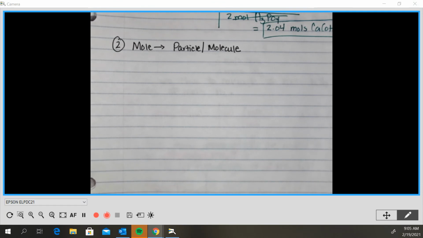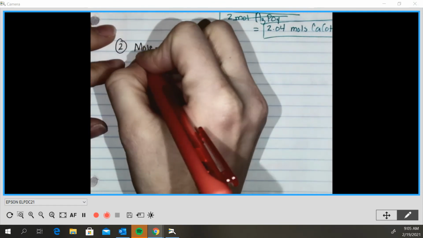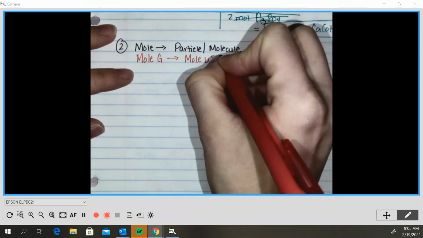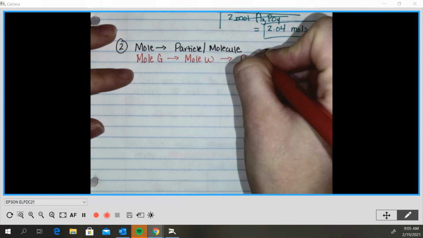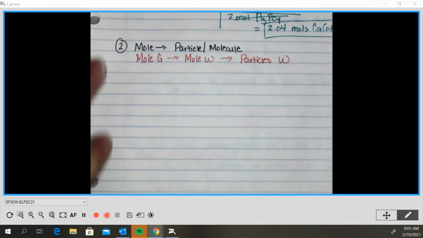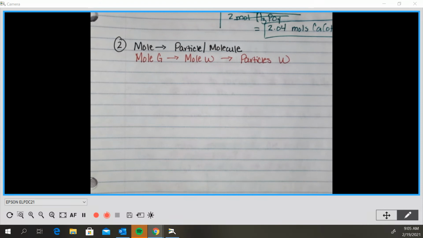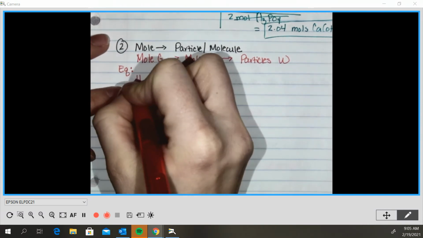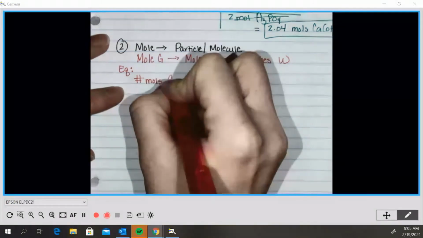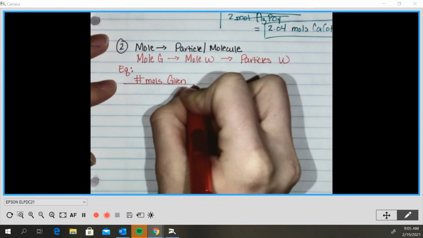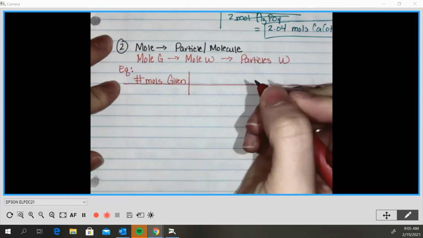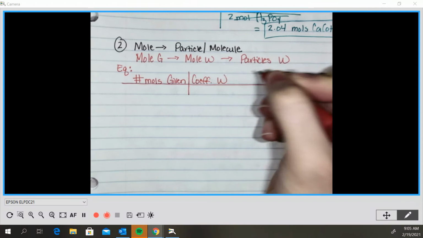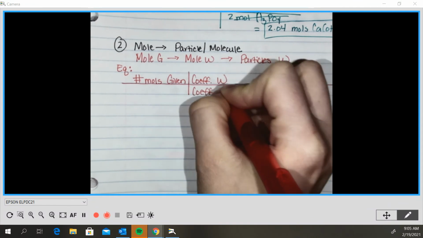And we are going, like I said, from mole of our given to mole of our wanted, and then into particles of our wanted. So there is a new equation that we're going to use. So we're going to take our number of moles given, and we're going to convert that into moles of our wanted by using our coefficients. So we're going to multiply it times our coefficient of our wanted over our coefficient of our given.